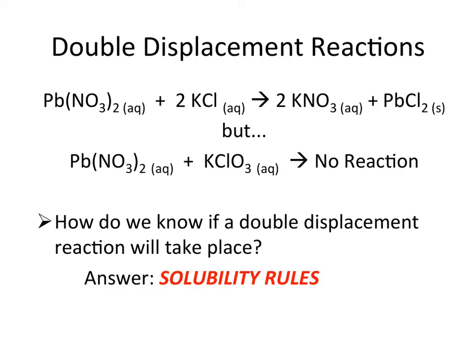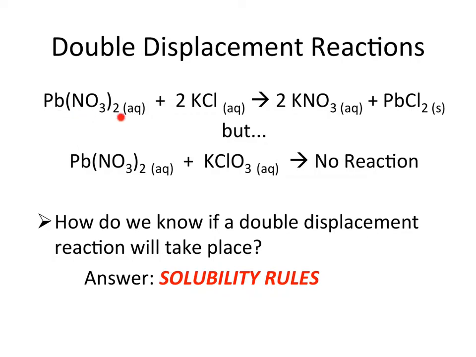So, when we were looking at our single displacement reactions, we used something called the activity series to predict whether or not the reaction would happen, aka whether that lone metal would actually have enough reactivity or activity to replace the ion in solution. When we're dealing with double displacement reactions, what we're going to be looking at is something called solubility and the rules that are associated with solubility. We're going to use this to help us predict whether or not these double displacement reactions will actually happen.